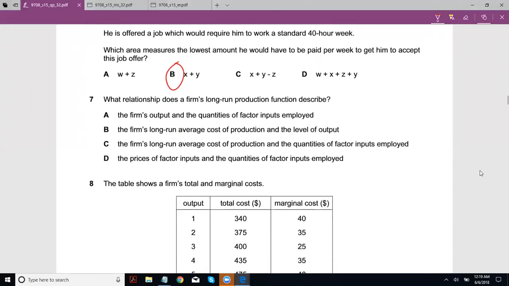What relationship does the firm's long run production function describe? The firm's output and quantities of factor inputs employed? Well, I think that's fine, but let's read the other options, because production function does normally look at output and then something like the capital to labor ratio, so inputs on one side. The firm's long run average cost, no, it doesn't look at cost, so you can cross those out. It doesn't look at prices of factor inputs either, so you're just left with A, and that was fine anyways.